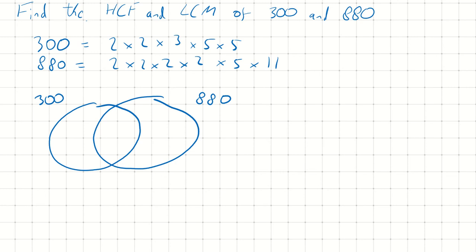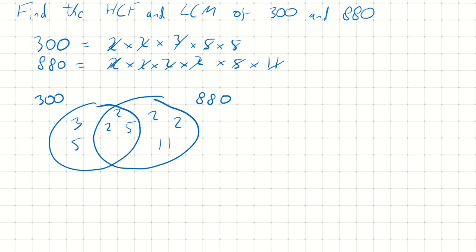So let's see, there's a 2 in 300 and a 2 in 880, so we're going to strip that one out, and we're going to put 1, 2 in the middle. There's another 2 in 300 and in 880, going to put another 2 in the middle. There's no more 2s in 300, so these 2s from 880 can each go into the 880 section. There's a 3 from 300 that's not in 880, so we can put that 3 in the 300 section. Now we have a 5 in both, so we can put 1 5 in the middle. Now we're left with another 5 in the 300 section, and an 11 in the 880 section.